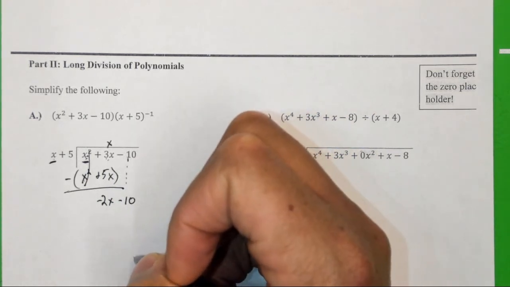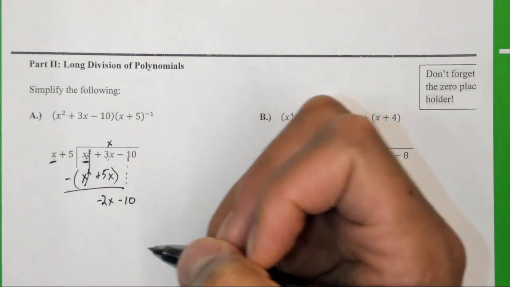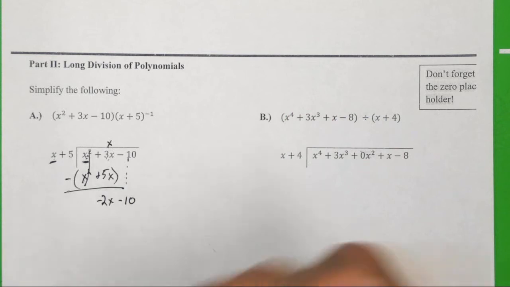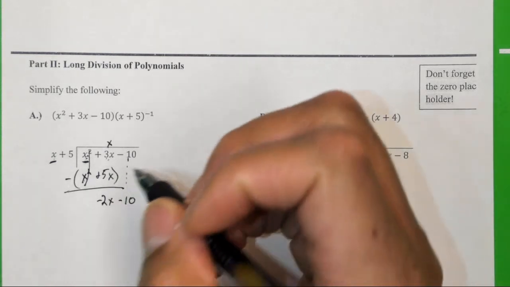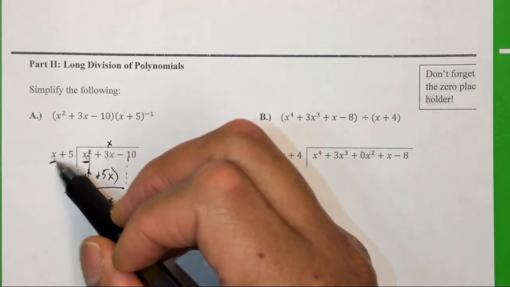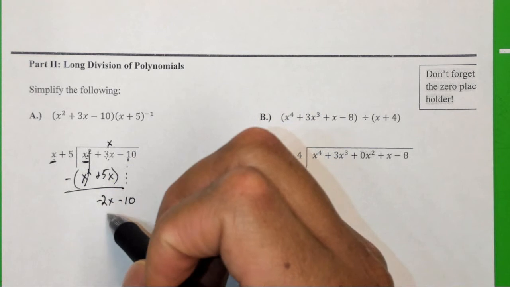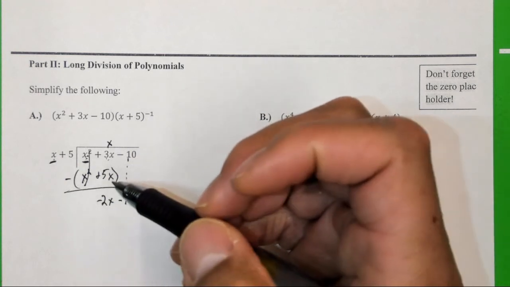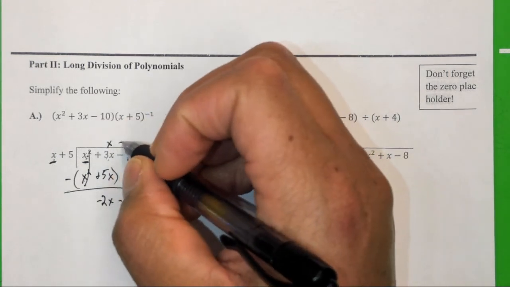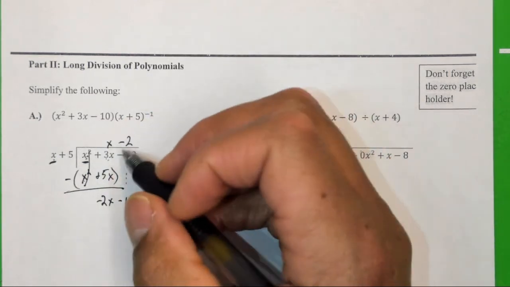We call this an algorithm because an algorithm is any kind of process that you can repeat over and over again until you solve a problem. And in this case, we're using an algorithm. We're using the polynomial long division algorithm. So I asked myself the same question before. X times what is negative 2x? Or vice versa, negative 2x divided by x is negative 2.